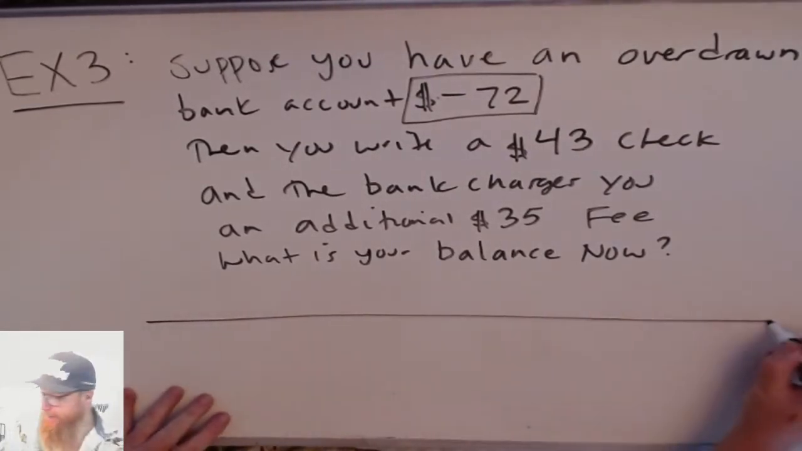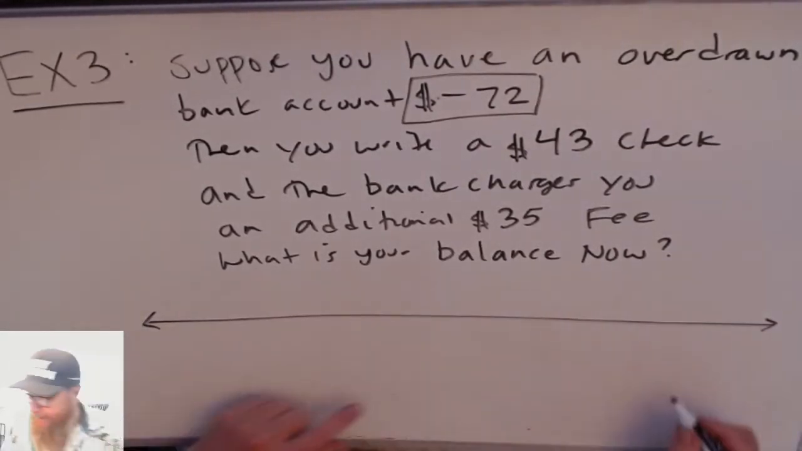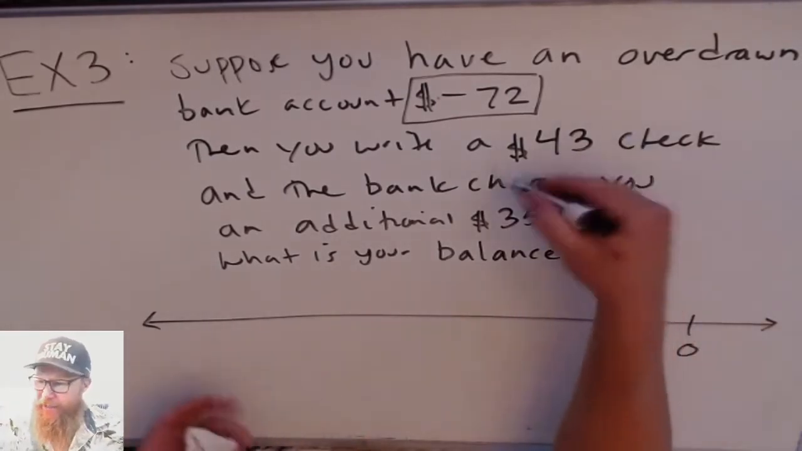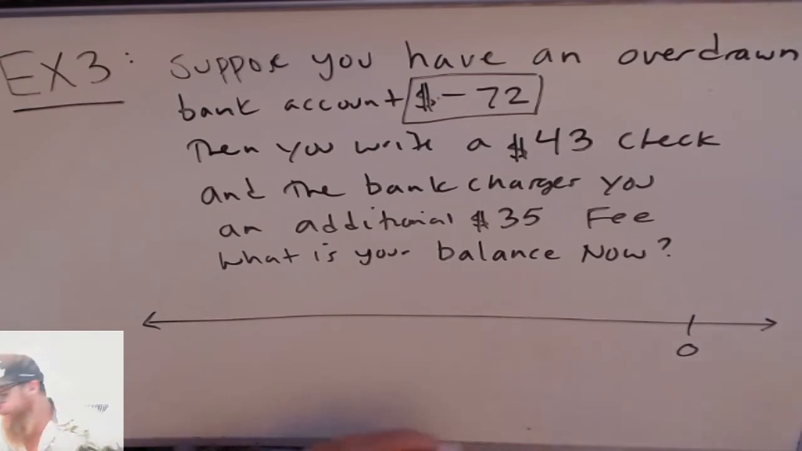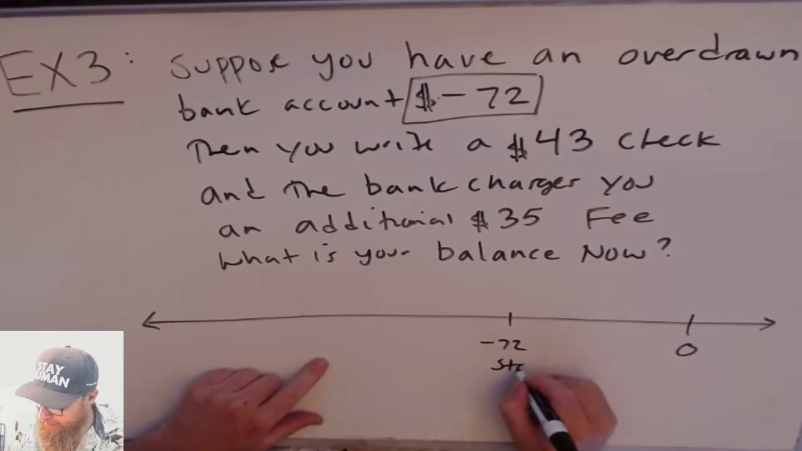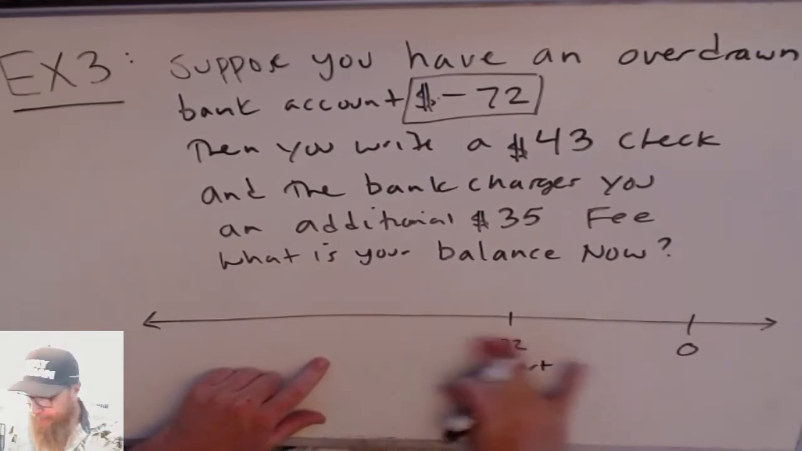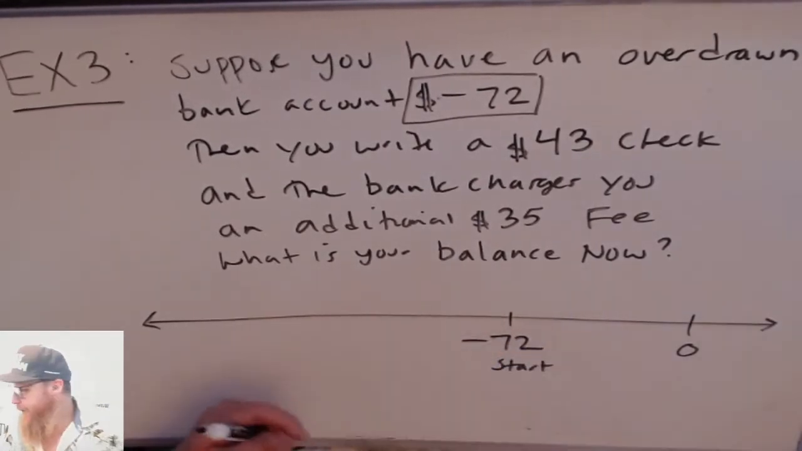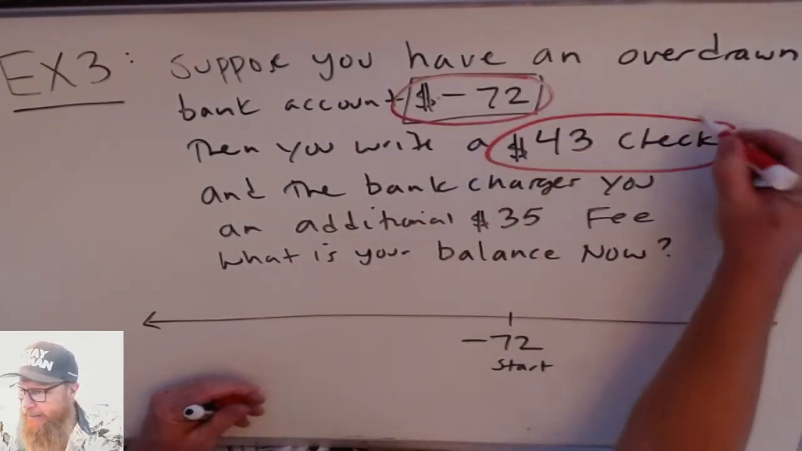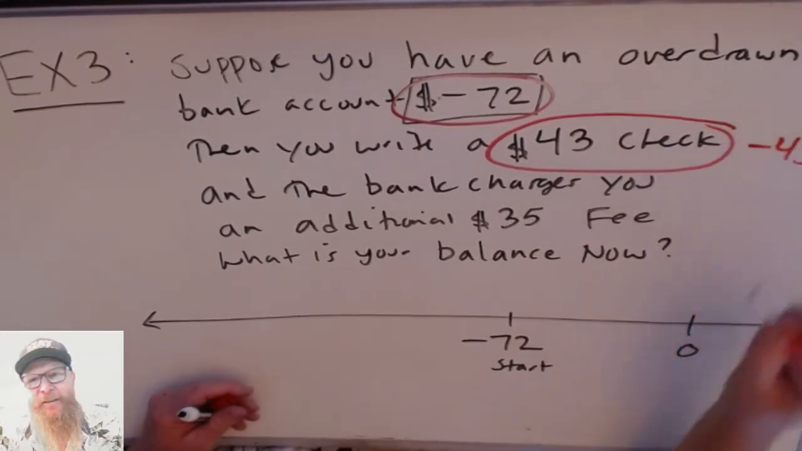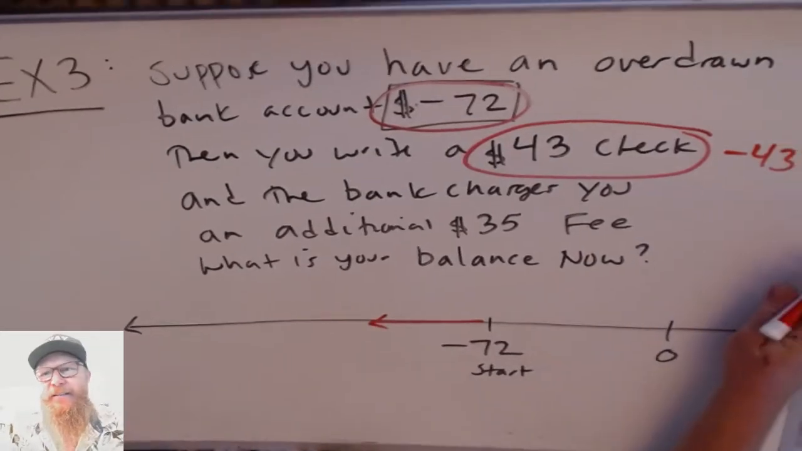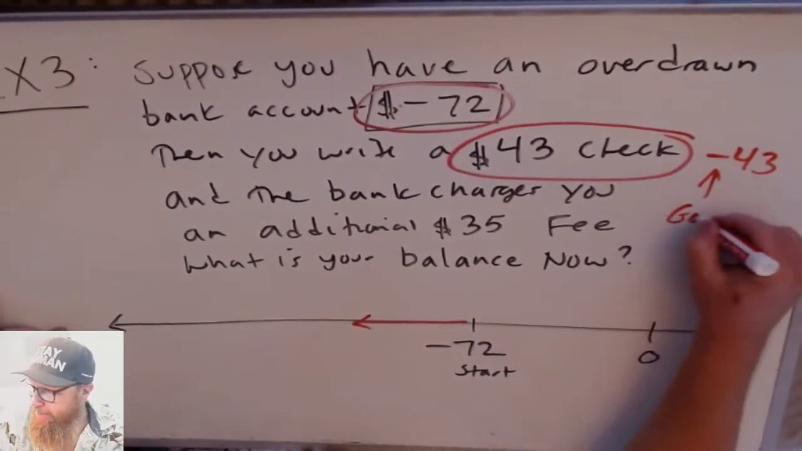So again, let's go back to the number line. Here, I'm going to put 0 way over here to the right because all of these are going to be negative numbers. We're starting off at negative 72, negative 72 in the red. A check, that's also negative. So I'm going to go left.